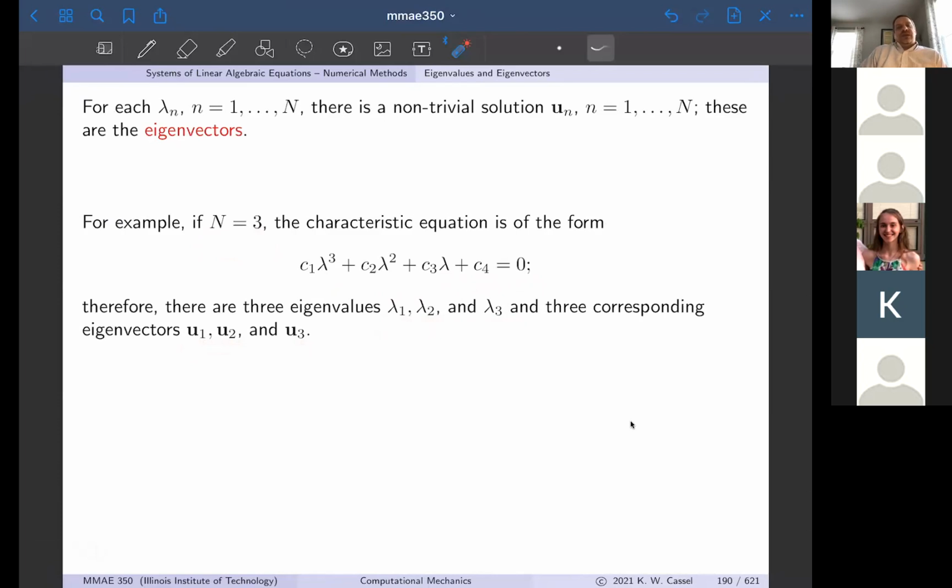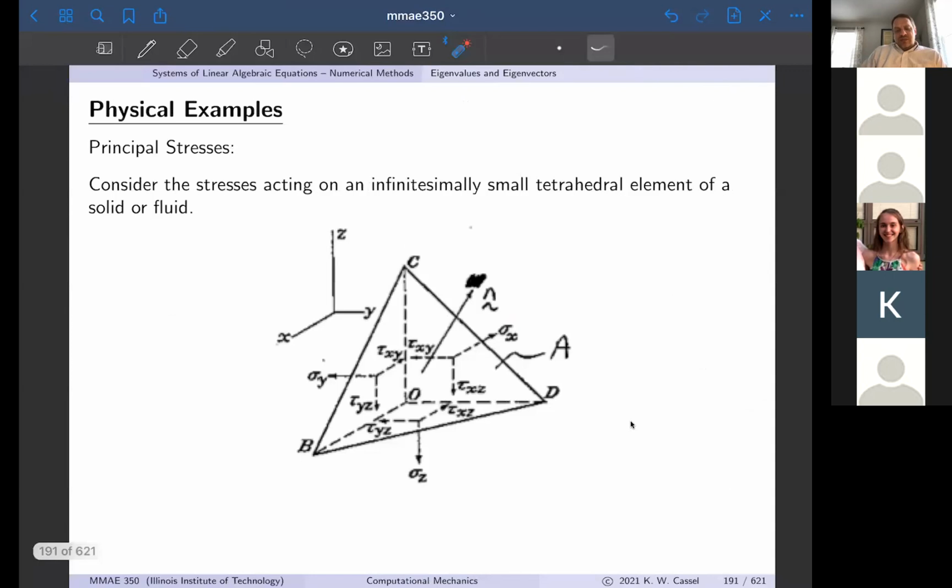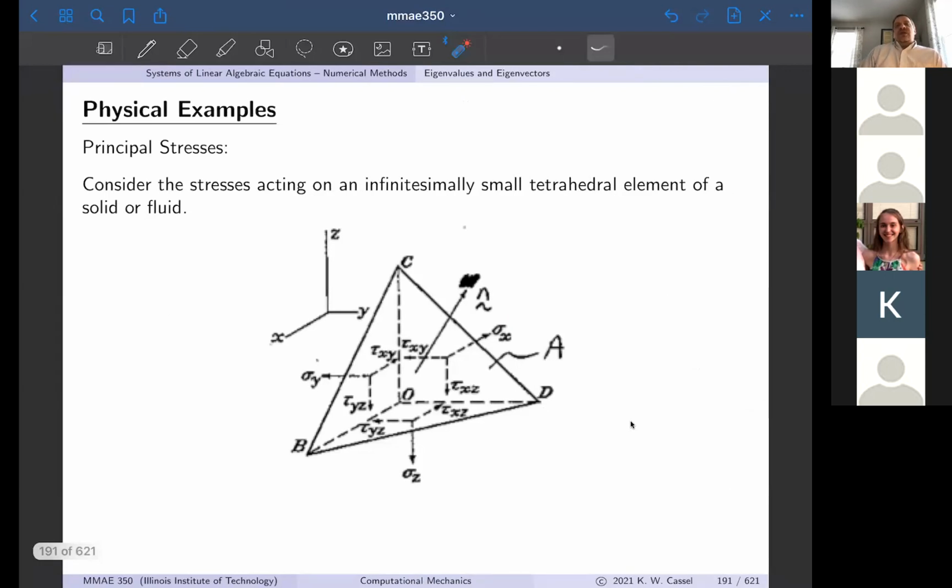Now, as you might guess from a course like this, these can be obtained very straightforwardly using MATLAB, using Python, using mathematical software. So that's, of course, what we will be doing. We just want to understand the mechanics, what they mean, how they come up physically, which we'll look at in a second.